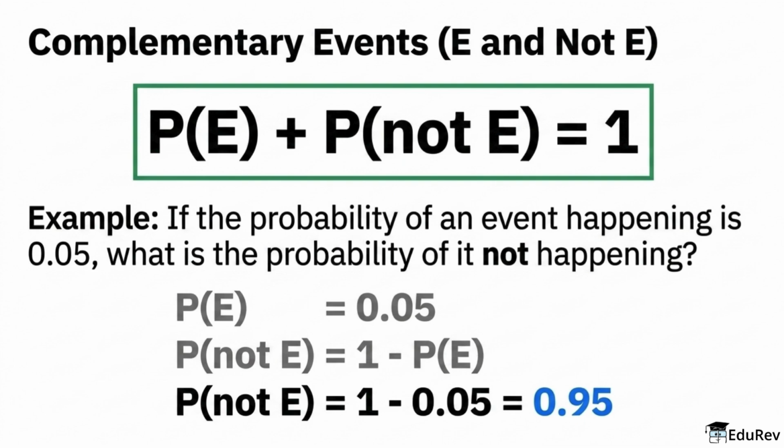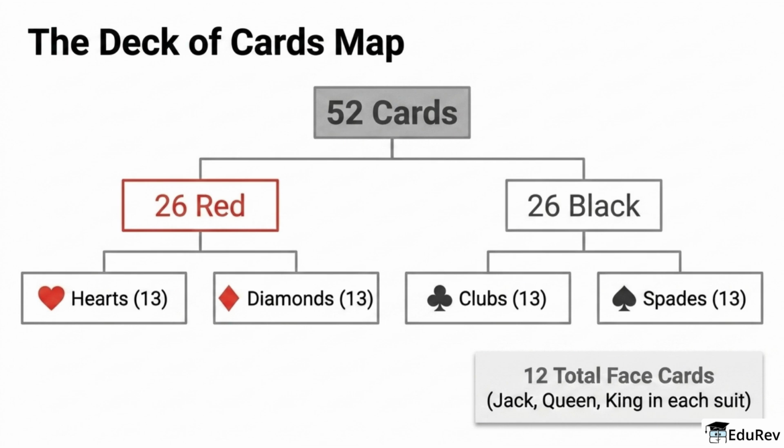To put these concepts into practice, let's first map out one of the most common tools used in probability questions, a deck of cards. Here is your map for a standard deck of cards. There are 52 total cards in a deck. Half of them, 26, are red and the other 26 are black. The red cards are split into 13 hearts and 13 diamonds. The black cards are split into 13 clubs and 13 spades. Finally, there are 12 total face cards in the deck, which include the Jack, Queen, and King in each of the 4 suits. Keep this map in mind as we tackle our first practice problem.